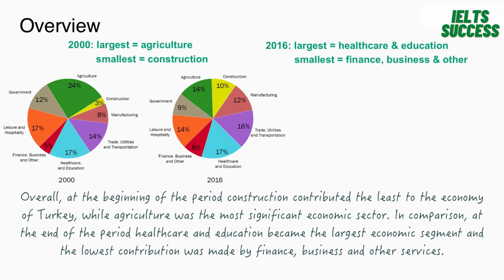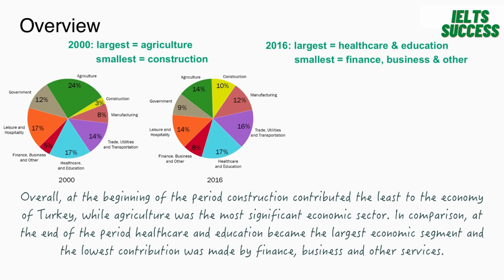Overall, at the beginning of the period, construction contributed the least to the economy of Turkey, while agriculture was the most significant economic sector. In comparison, at the end of the period, healthcare and education became the largest economic segment, and the lowest contribution was made by finance, business and other services.